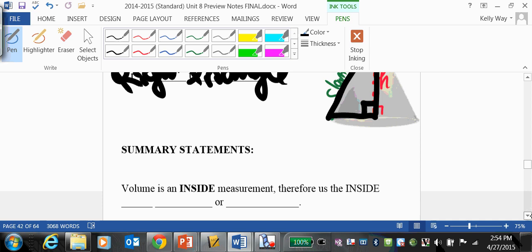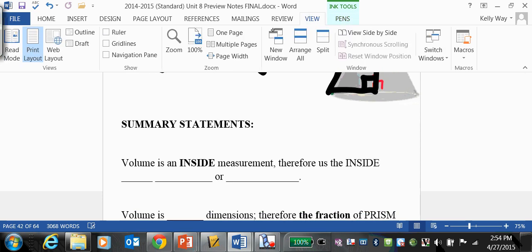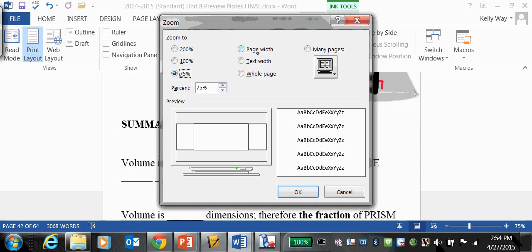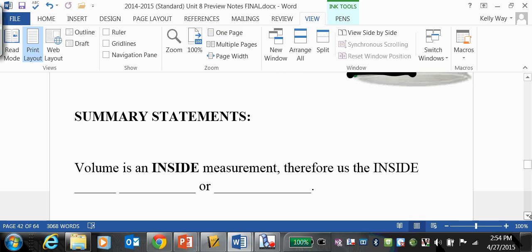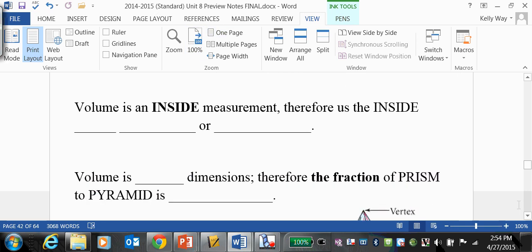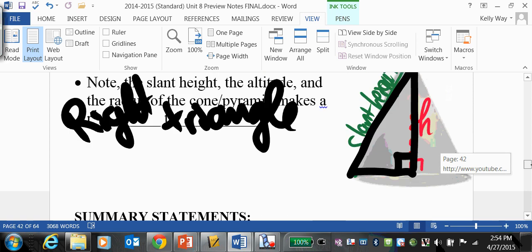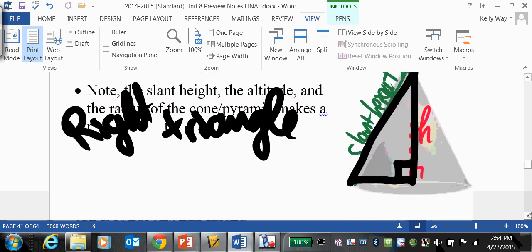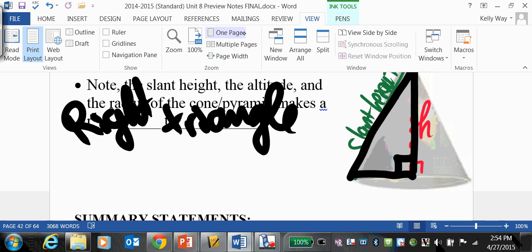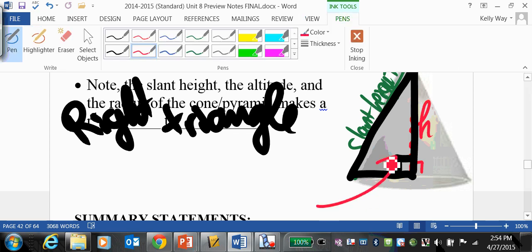Now we're going to talk about volume here. When we deal with volume, volume is an inside measurement. So we use the inside slant height, the inside true height. Volume is the guts on the inside. Volume, just put a little V here and draw a little arrow here, like here. Volume is inside. Do you catch that? Volume is inside. It's like the water inside the cup.